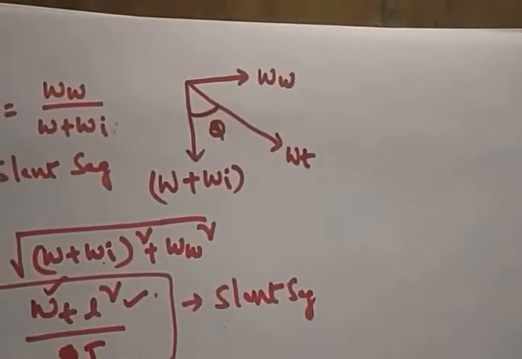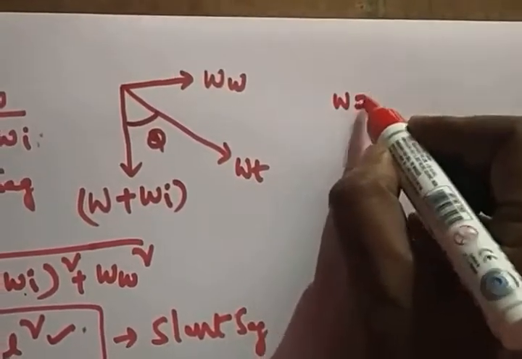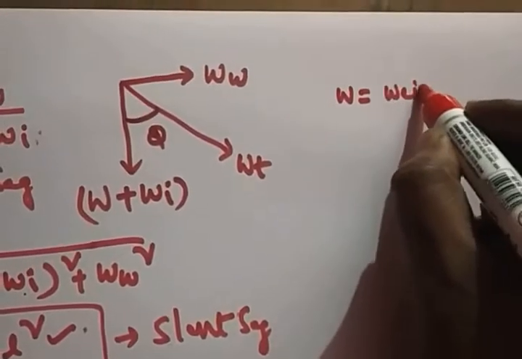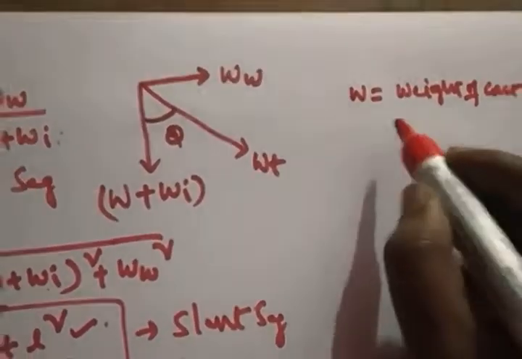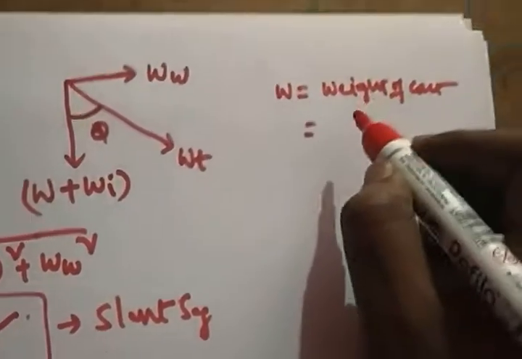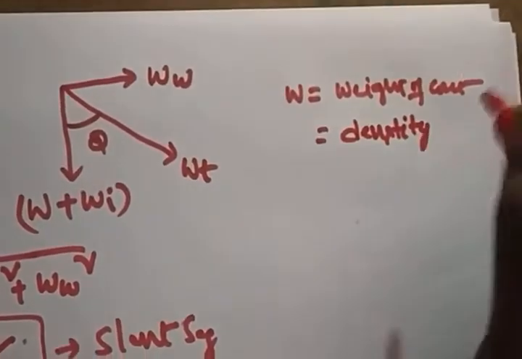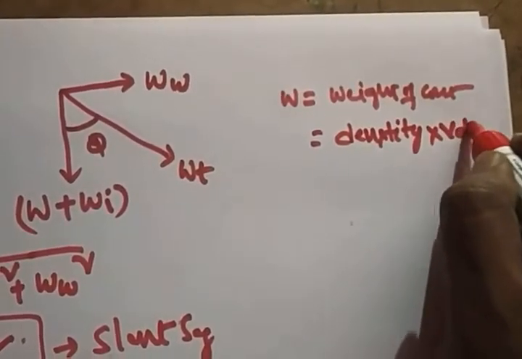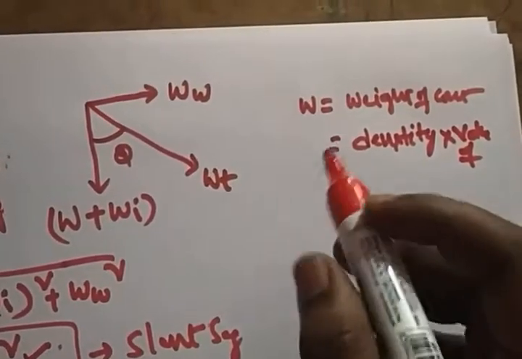And one more set of formulas that we discussed. So what is W? W is nothing but the weight of the conductor. If the weight of the conductor is directly given, you can take it as such. If they give the density or specific gravity, you have to calculate the density into the volume of the conductor. So this is one more formula that we derived.